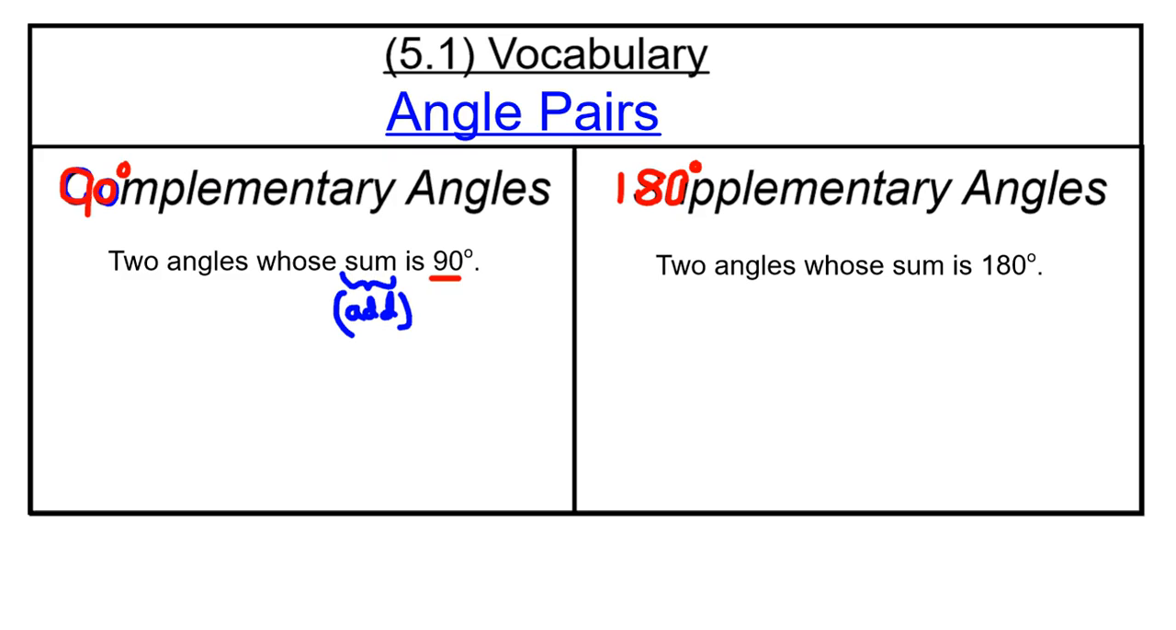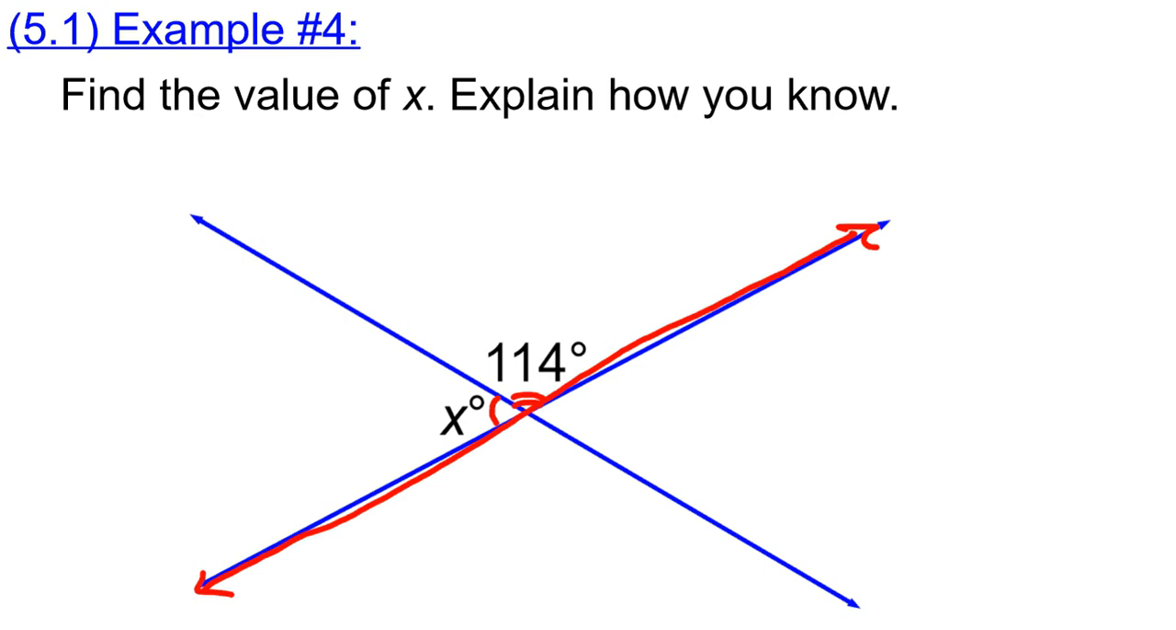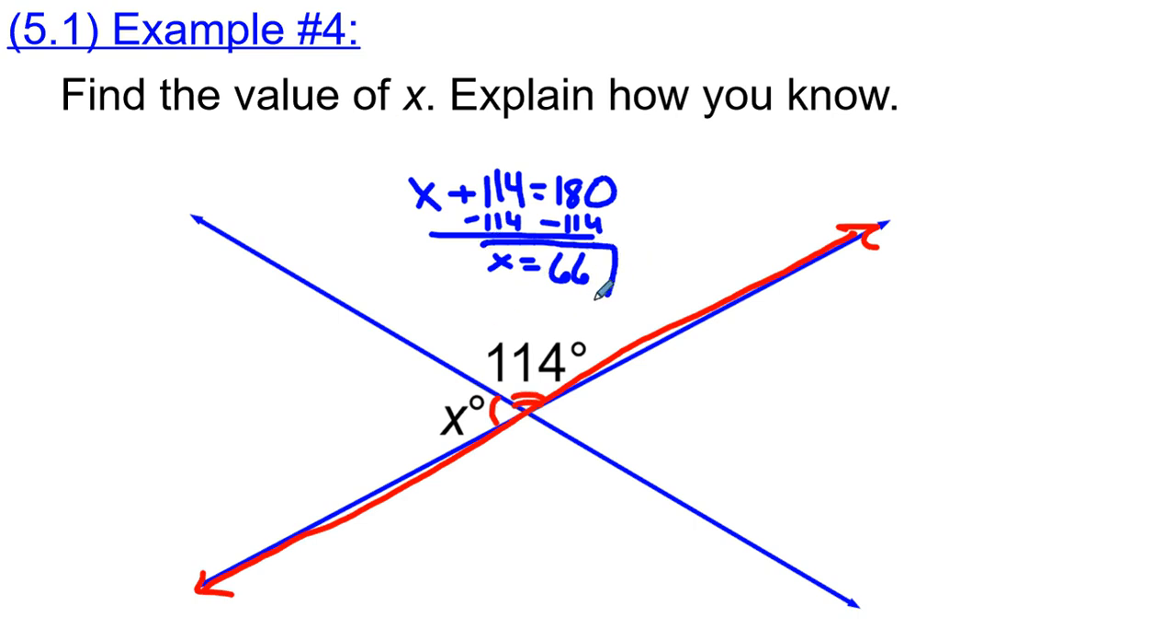Hopefully you're thinking supplementary. So we have some supplementary angles. They add to 180, which means I can create a little equation: X plus 114 must equal 180. We can solve this equation by subtracting off 114 from both sides of the equation, and you get X equals, let's see, 66. So X is 66, and it says explain how you know.